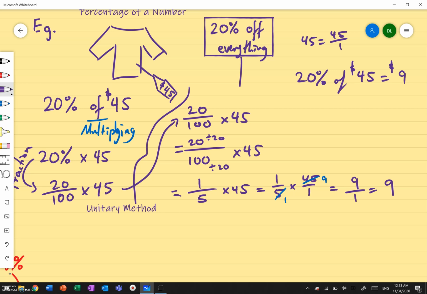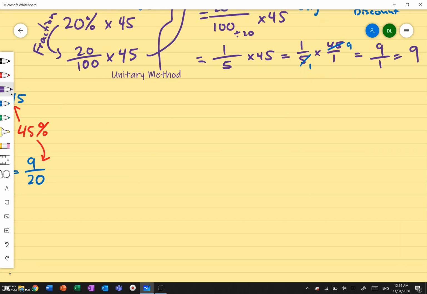Now, if I said, how much do I have to pay for it now? Well, I say $45, take away the $9 discount, right? So this is my original price, and this is my discount. And that gives me $36. And that's how much my shirt now costs. So hopefully that makes sense. I know it's quite frantic. I went through it quite quickly. Let me know if you have any questions.